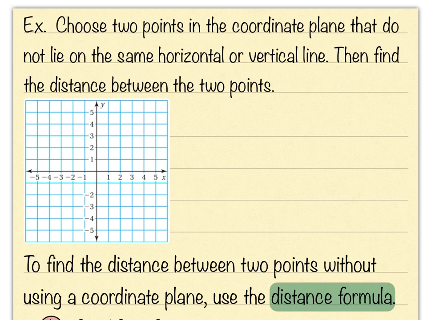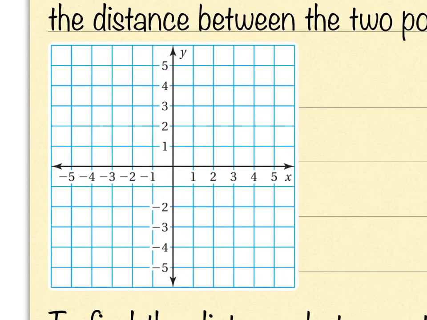To get us warmed up, I've got a coordinate plane here, and it says choose 2 points in the coordinate plane that do not lie on the same horizontal or vertical line. So they need to be diagonal from each other. Then find the distance between the 2 points. If I just pick any random 2 points, let's say this point here and this point here, and I want to find the distance between those 2 points, of course, the distance is the shortest distance between those 2 points.